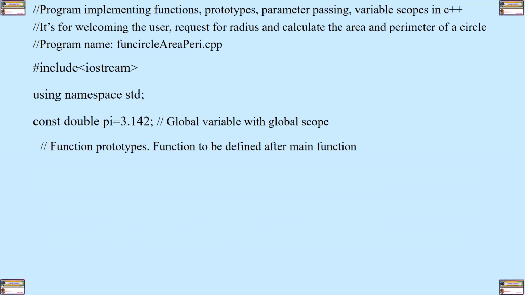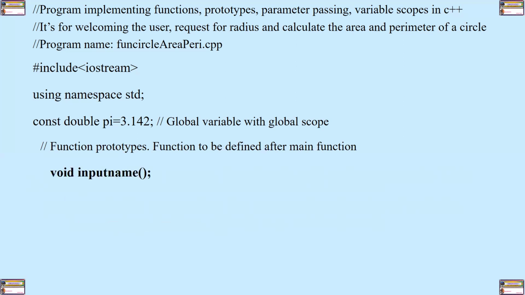Then next, just as I said, it's always good to prototype your functions. So our function prototypes are: we have void input name. These are the ones that I've already explained. The second one is double input radius.